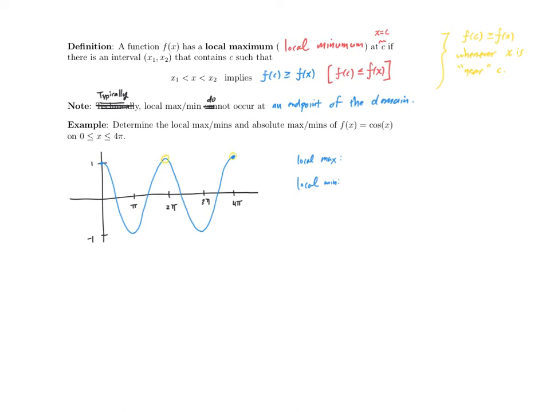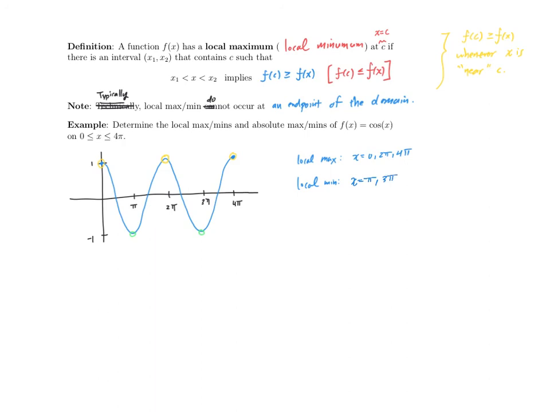maximum values occurring at 0, 2 pi, and 4 pi. And those would be local maximums. At 0, 2 pi, and 4 pi, when you are in this interval from 0 to 4 pi, the outputs there are larger than everything around it. And similarly, if you look at what's happening at pi and 3 pi, those corresponding function outputs are smaller than any inputs around pi and 3 pi. So we would say that we have a local minimum at x equals pi and 3 pi.